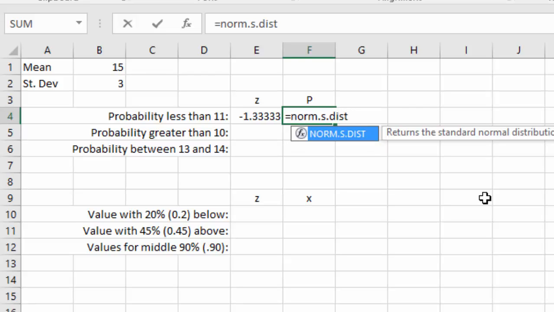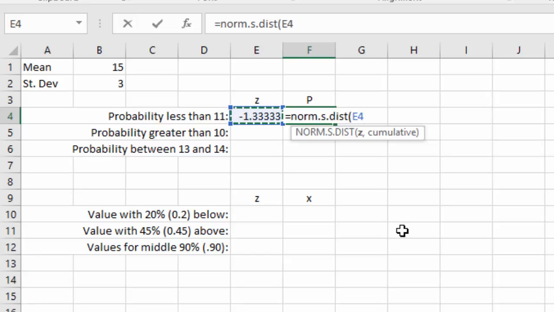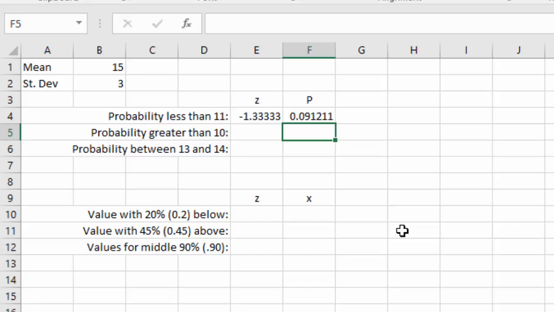To find that probability in Excel, we hit equals norm.s.dist and open a parentheses. That stands for normal standard distribution. And then it's going to want us to give it the z-value. I'll just click the z-value. And then with the normal, we will always do comma true. And what that does is gives us all the probability up to that point, in other words, everything smaller than 11. And when I hit enter, I find the probability is about 9%.